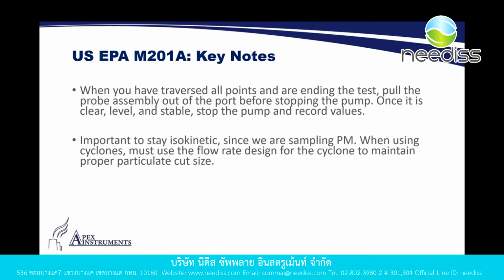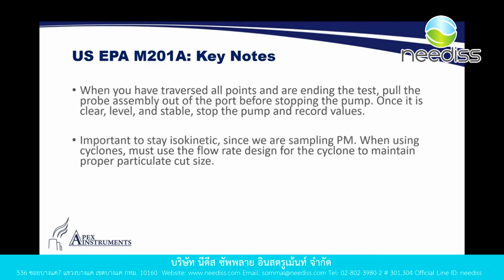It's important to stay isokinetic or proportional since we're sampling PM. When we're using cyclones, we must use the flow rate designed for the cyclone to maintain the proper cut size. We want to make sure we're sampling within our estimated flow range to make sure that when we have selected the nozzle we want to use, it is making sure that the cyclones are operating correctly and separating the PM sizes correctly.